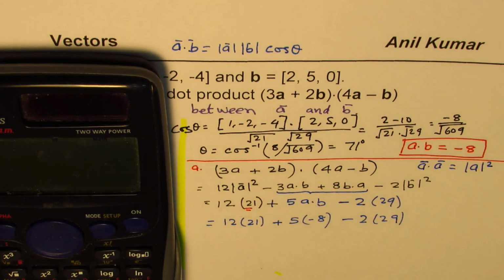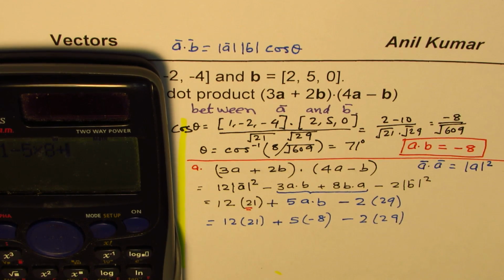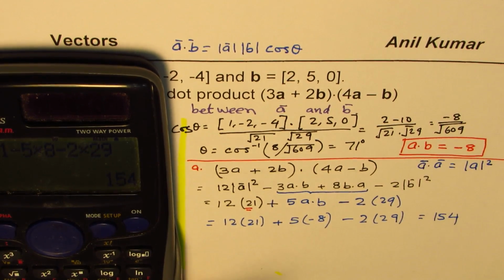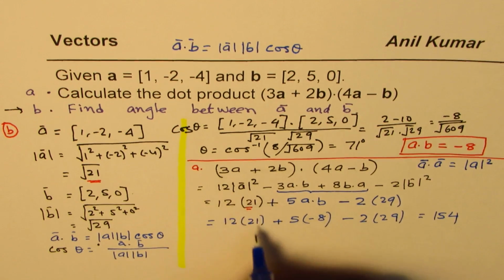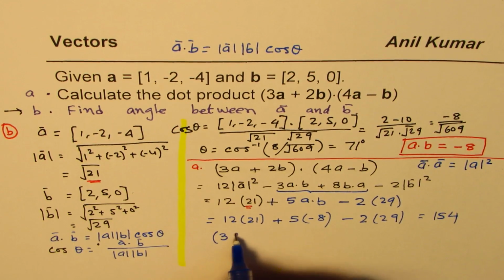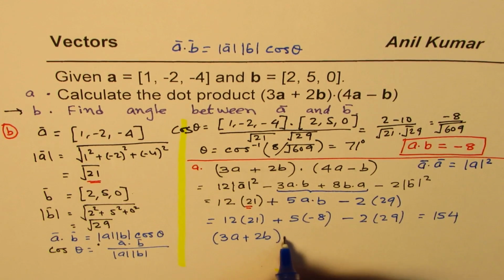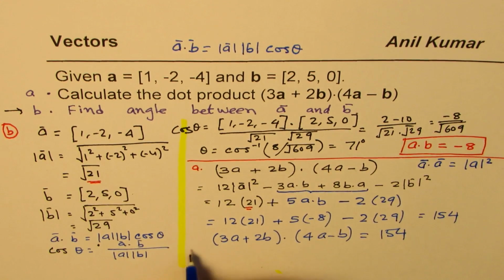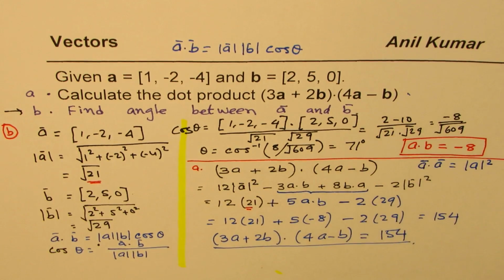So let's figure out the answer. 12 times 21 minus 5 times 8, and then minus 2 times 29 equals 154. So we get 154. Do you see that? So we get our answer. So in just 3 steps, we can write 3a plus 2b dot 4a minus b equals 154, right? So that is the answer for this question.